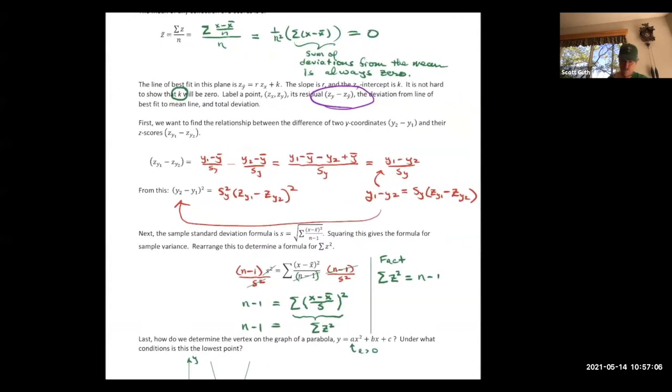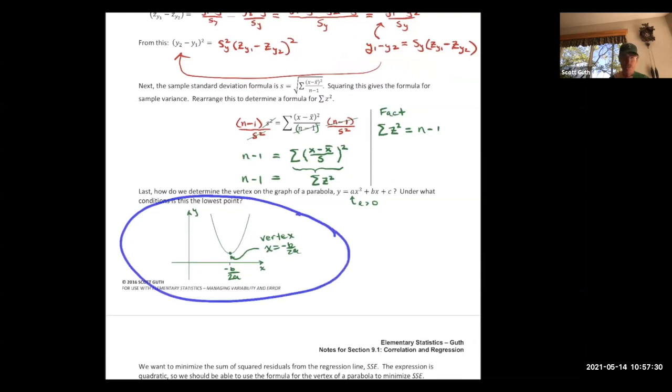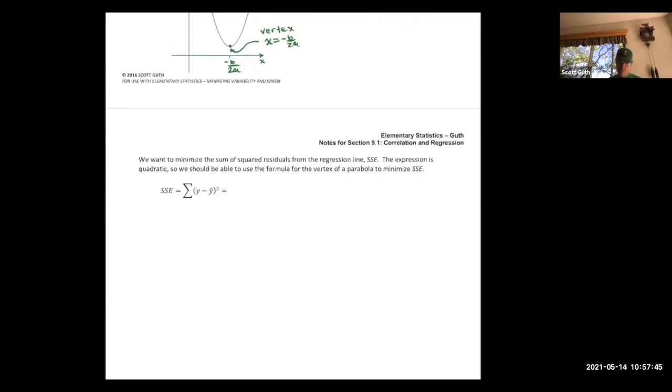Okay, mostly because the sum of z-scores is always 0. Second, that if you square the difference between 2 y-coordinates, then that's the same as the square of the difference of the z-coordinates times the variance of the y-coordinates. Then the sum of z-score squared is always n minus 1. And finally, to minimize a point on a quadratic, which has equation y equals ax squared plus bx plus c, where a is positive, x has to be negative b over 2a. Okay, so now it's time to minimize the sum of squared errors.